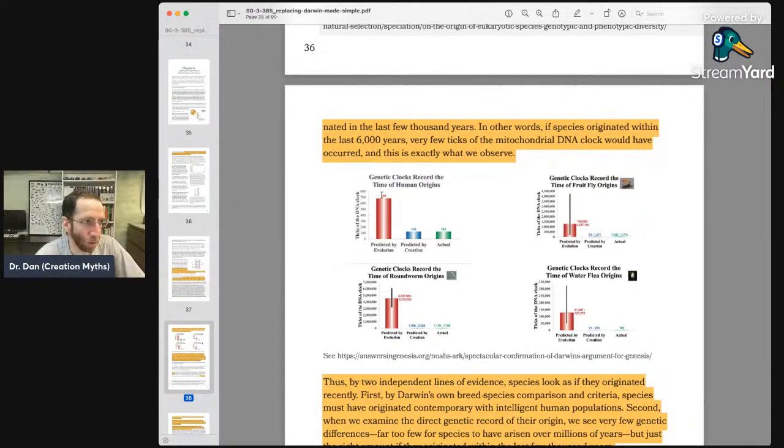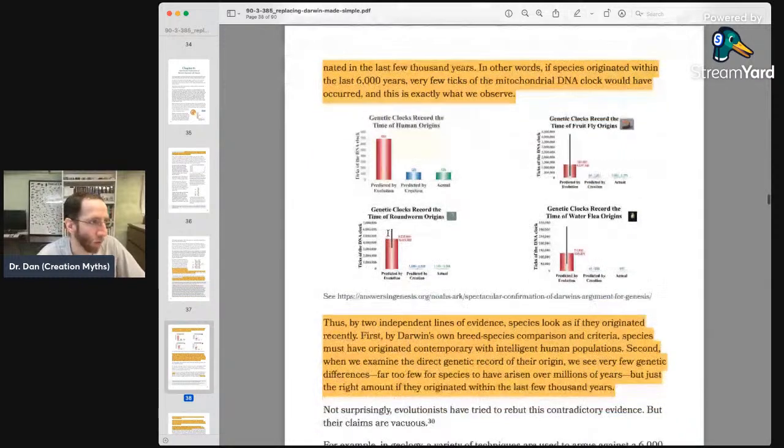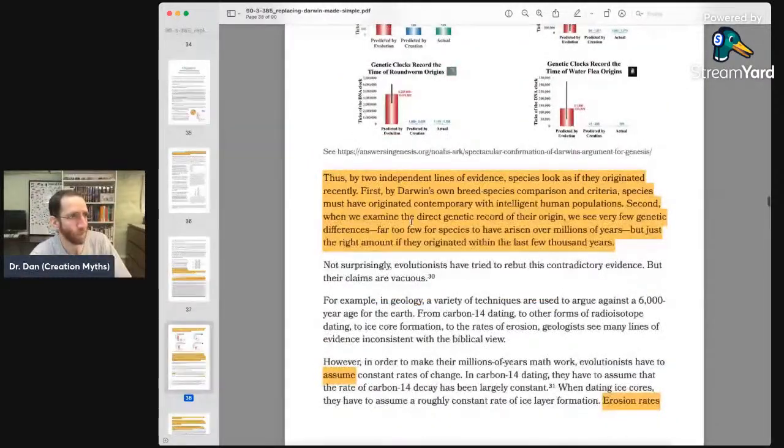The predicted by evolution number is wrong because it takes that per generation rate and just makes it a lot of generations. Meanwhile, he's taking the per generation rate and it turns out to be fewer generations when you know it. But what you actually have to do is that the rate slows as you go back further in time. We're not going to go further into it now. Okay, so now he kind of wraps it up. He says breed species comparison and mitochondrial DNA, it's all recent. These arguments are bad. These arguments are dumb.